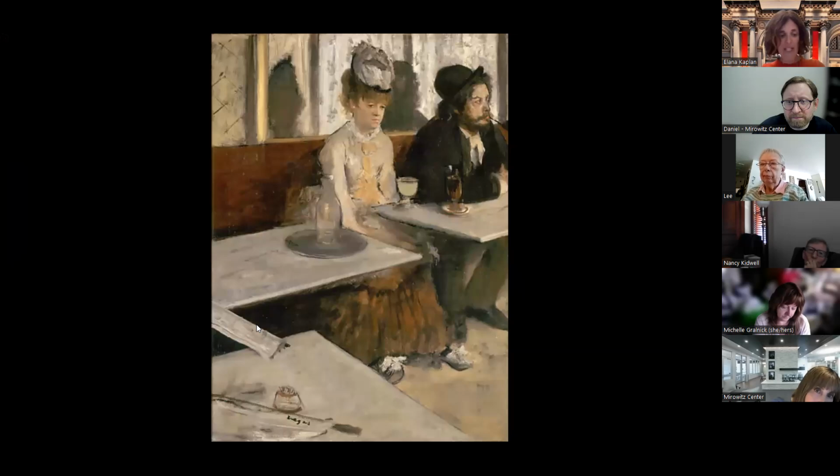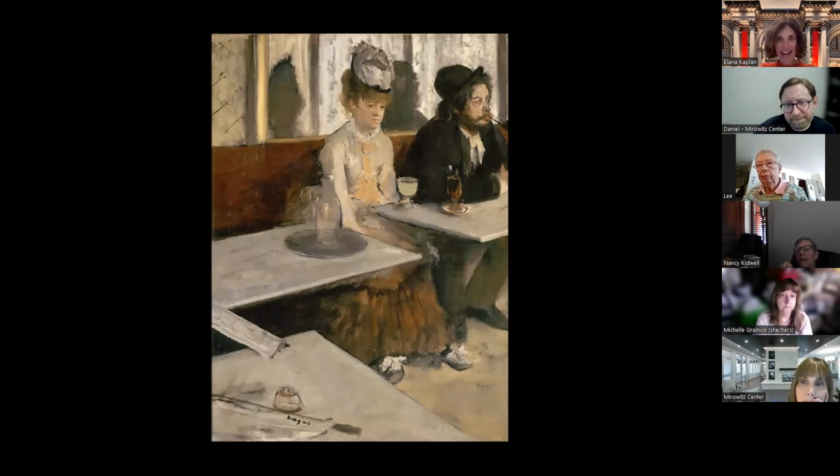This is a Degas painting. It's called In a Cafe, painted in 1875 to 76. This one's at the Musée d'Orsay in Paris. The size is 36 inches by 26 inches. And again, it was painted in a cafe, the same cafe that Degas often met Manet and other artists in their circle.